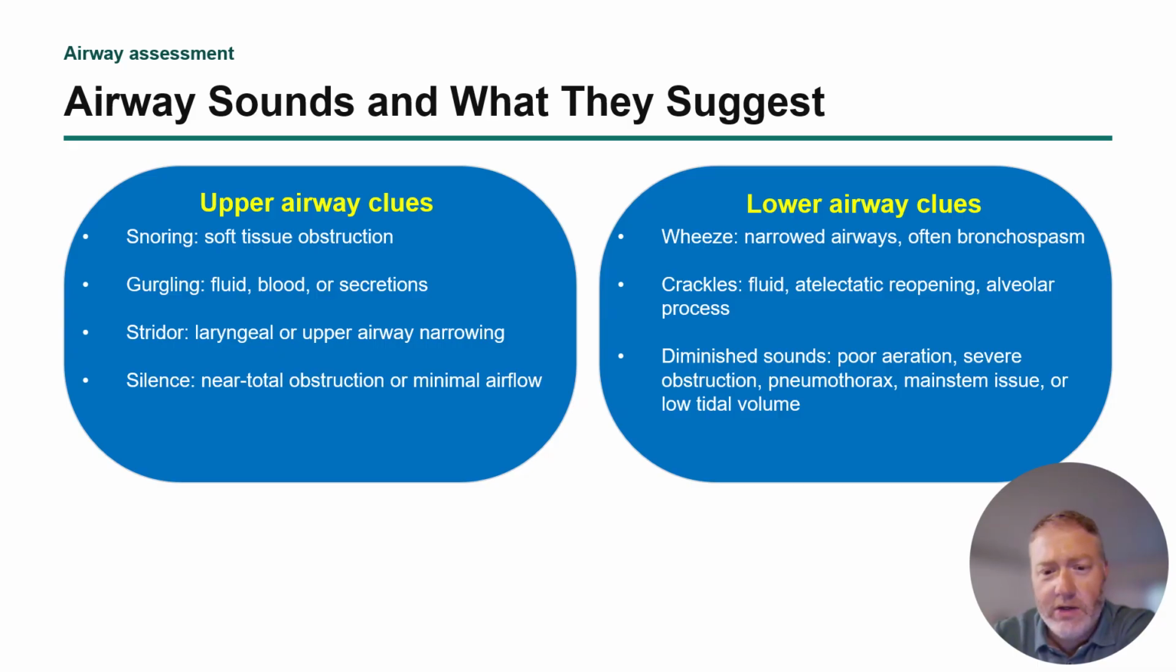And then any diminished breath sound, poor aeration, severe obstruction, pneumo, so air going into the pleural space, but we're not hearing it being inflated and deflated in the lung fields themselves. If they're intubated, if they have a main stem issue, if the right main stem is intubated, then you're not going to hear anything on the left. Or, and we'll get into this a little more next week when we do the mechanical ventilation overview, if the tidal volume itself is too low, then you're not going to be able to hear the air as you would if the tidal volume was adequate.